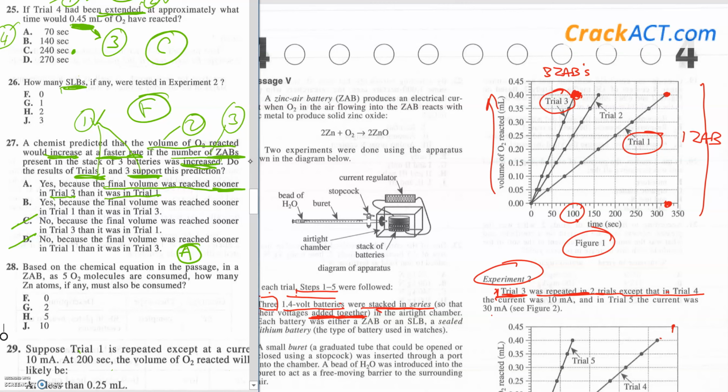And I know how to answer this just because I've done it before. This is a repeating question. I've seen this question before. And that's why it's so important to do as many official ACT questions as you can, because they do repeat.